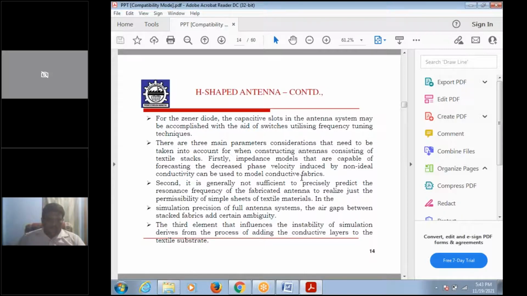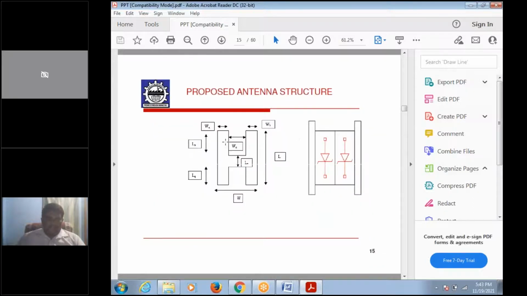This is my third element of this textile substrate, and every textile is a substrate. This is my structure. This we can also calculate for W and L. Some of the structures we can design for some of the uses, and for the antenna we inbuilt the two types of diode, Zener diode. That means front and back ratios.